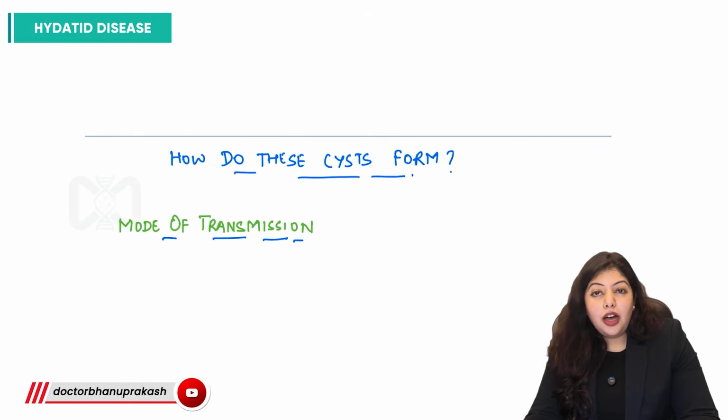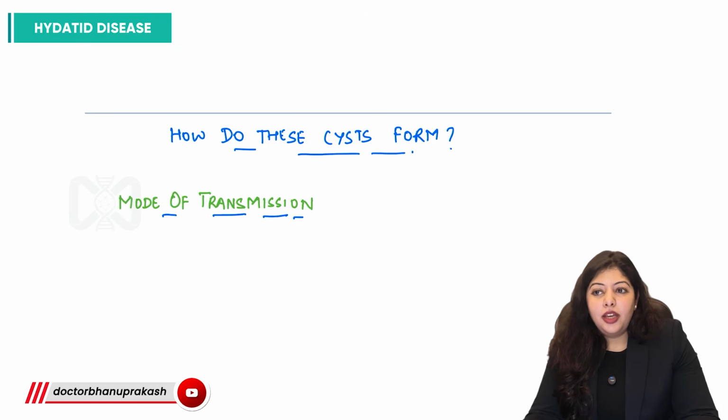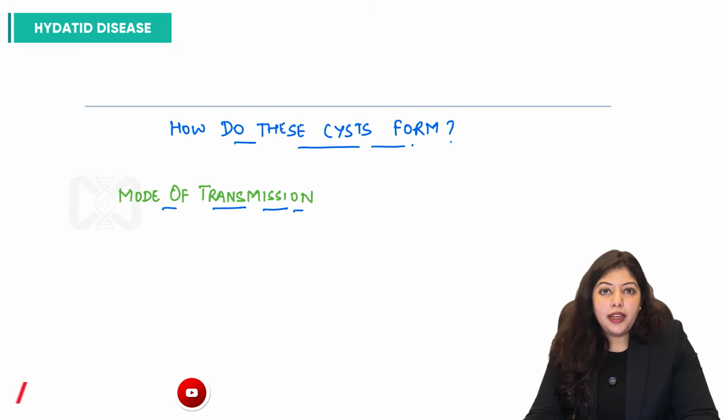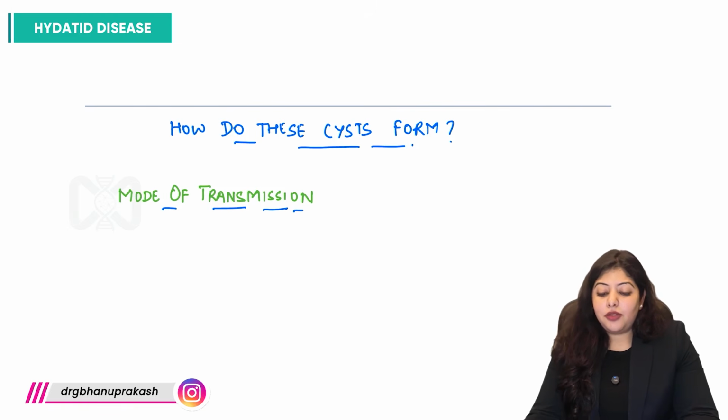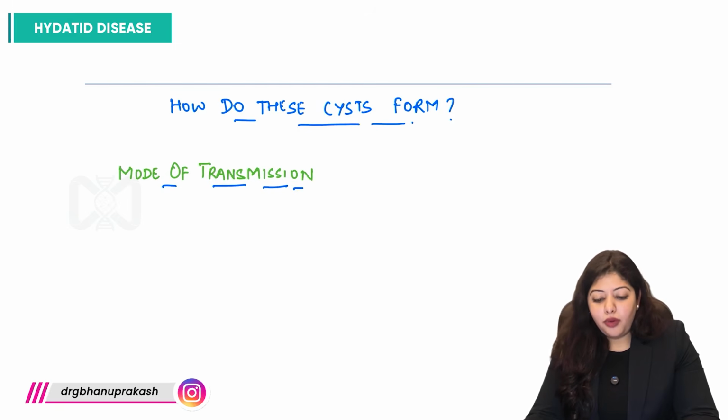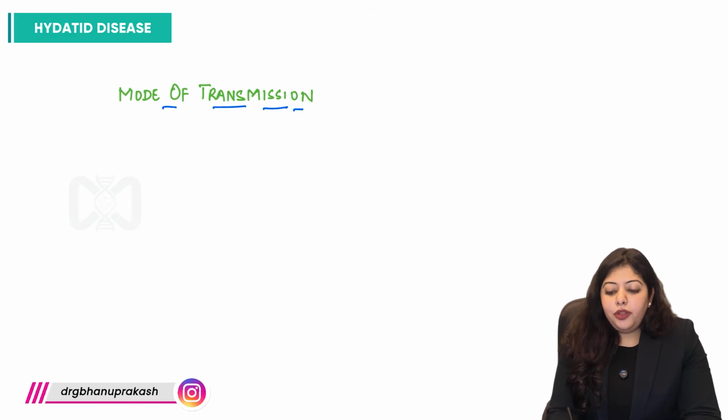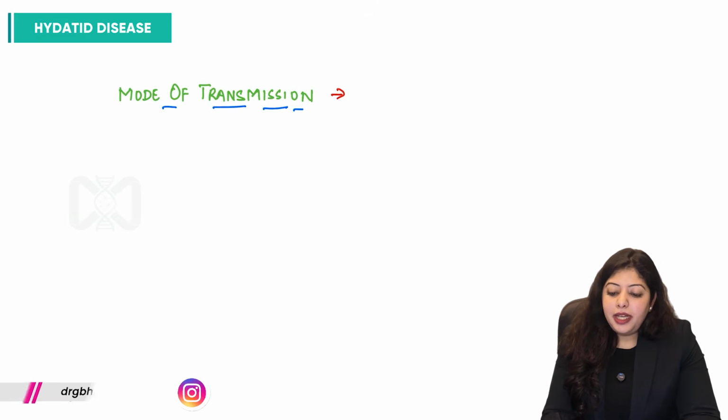So how are these cysts forming? Just mere consumption of eggs might lead to formation of these cysts, which mostly need to be removed surgically, and then you have conservative methods as well. So how are these cysts forming? Firstly, the mode of transmission is definitely going to be ingestion of eggs.